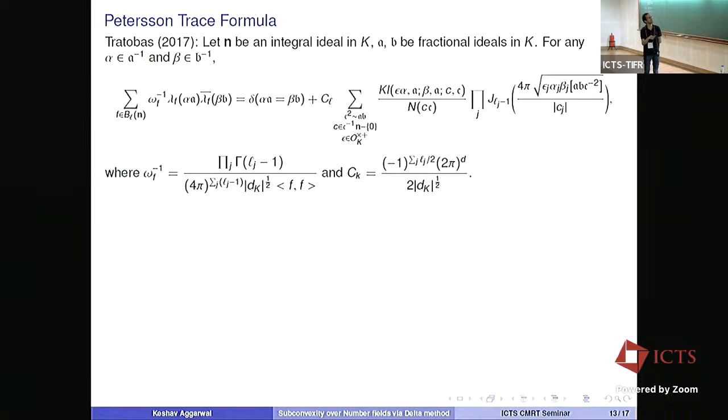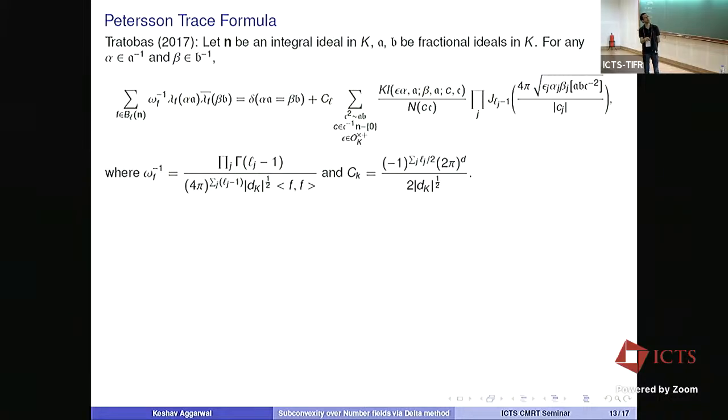Let me quickly go over the different notations over here. To answer your question, on the right side you see this product of J-Bessel functions. That's the Bessel function associated with the functional equation that you get, and it breaks down as a product of your usual Bessel functions. These l_j's over here are the weights. You have certain harmonic weights, and this is a normalizing factor. This d_K is the discriminant of the number field, and this is a certain Kloosterman sum that I can tell you about later. And you are summing over certain ideals.